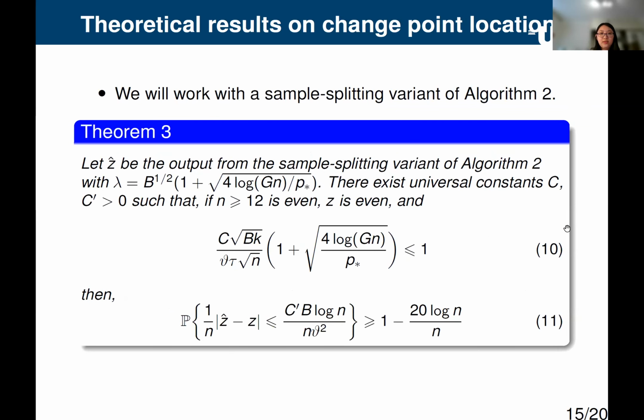And finally, let's look at the theoretical results on the estimated change point location. We note that V hat, which is the estimated direction of change, has dependence on the Q-sum matrix T. While this dependence is observed to be weak in practice, it creates difficulties for our theoretical analysis. Therefore, we work with a sample splitting version of the original algorithm.